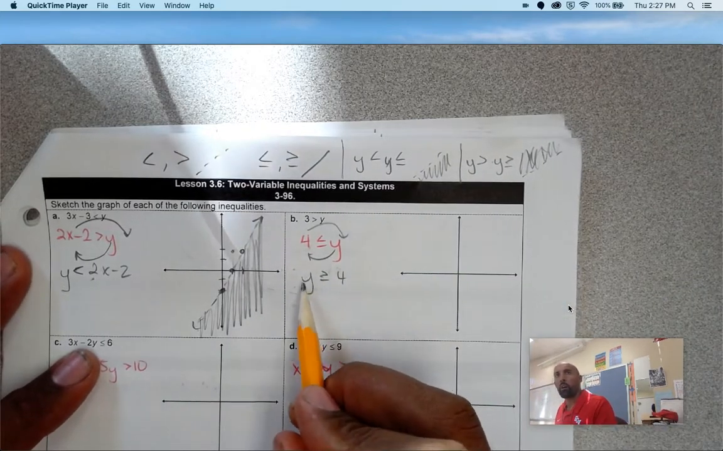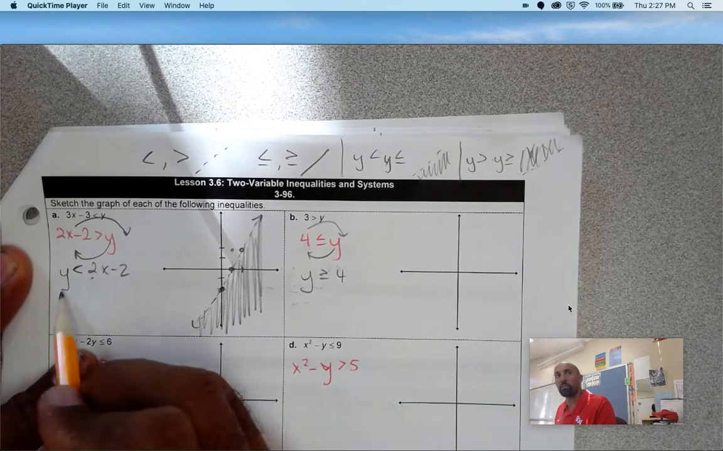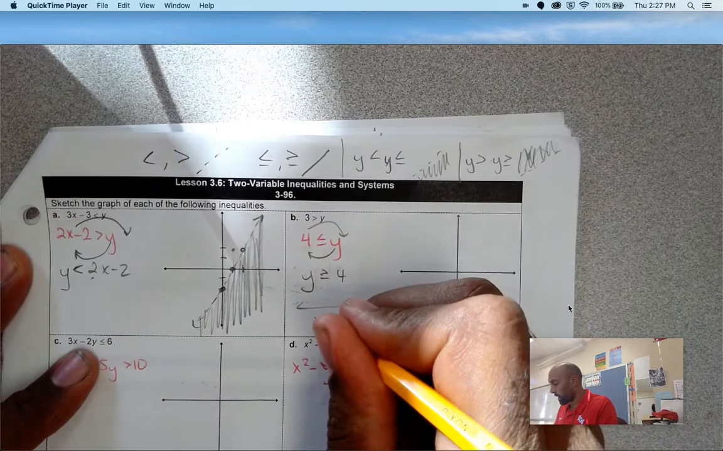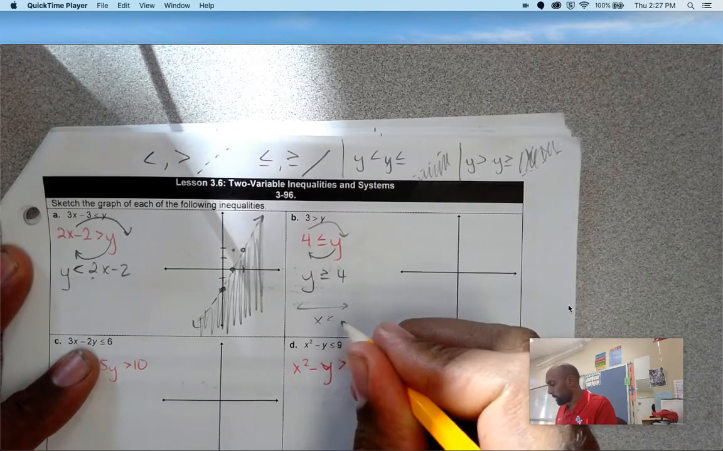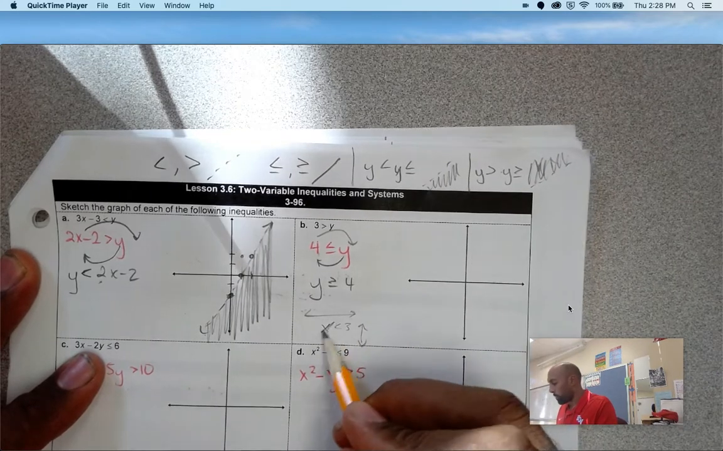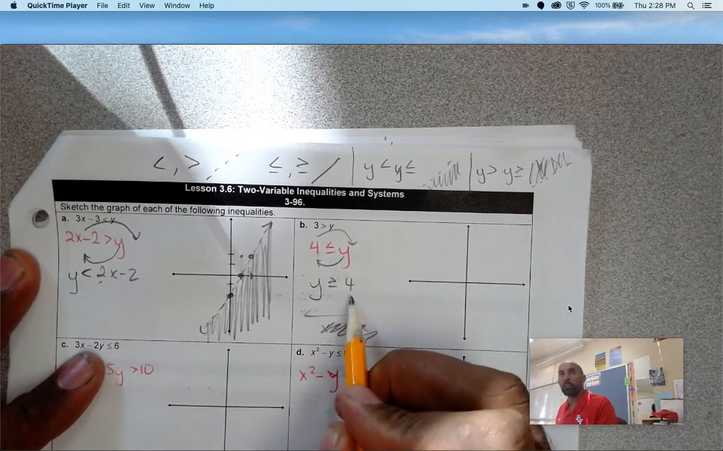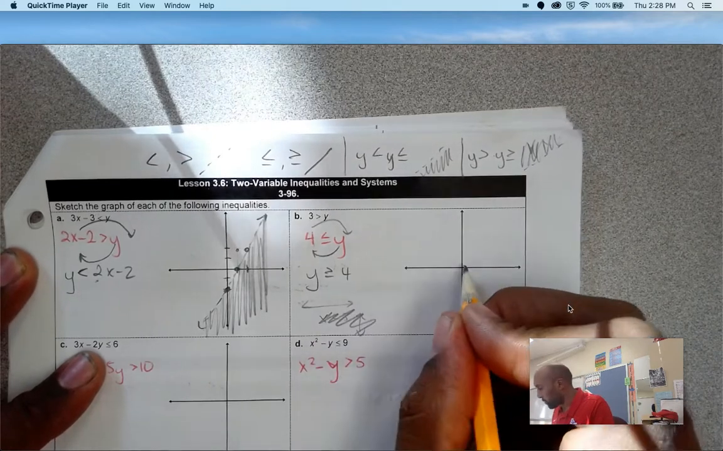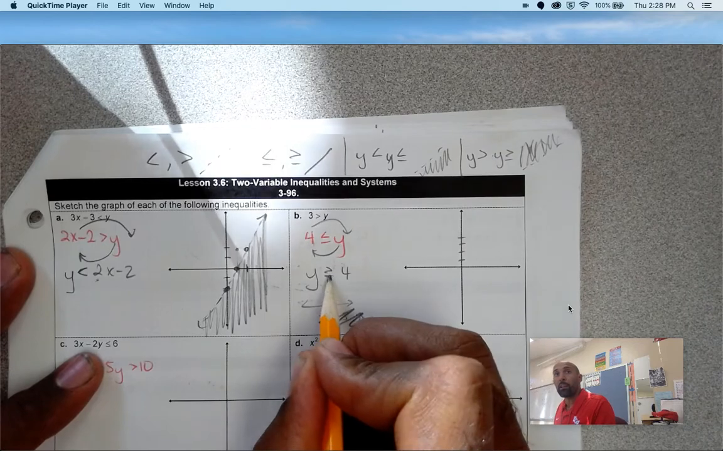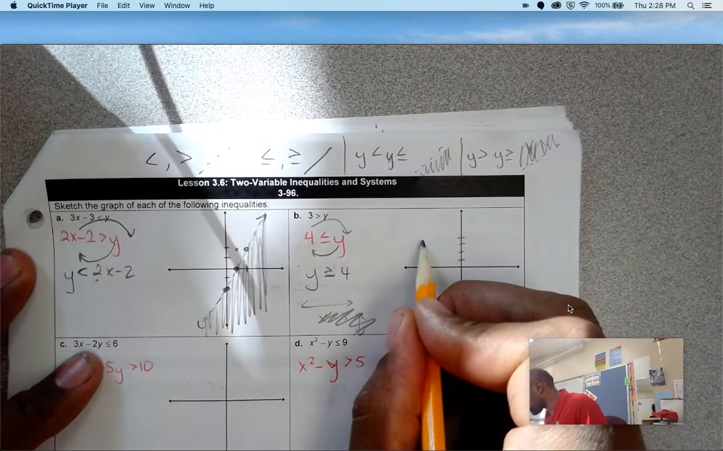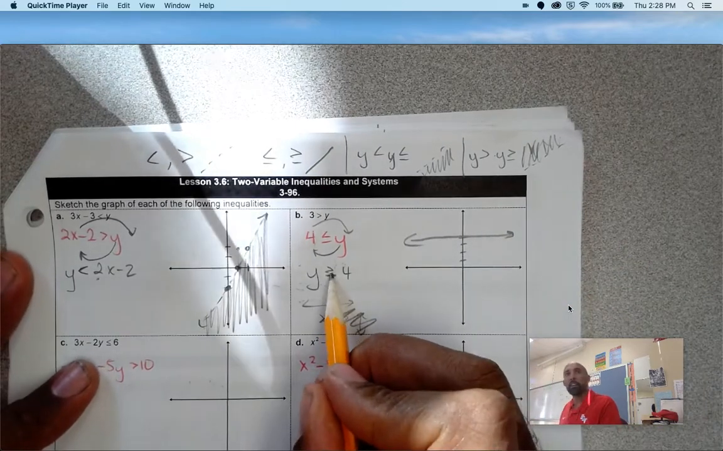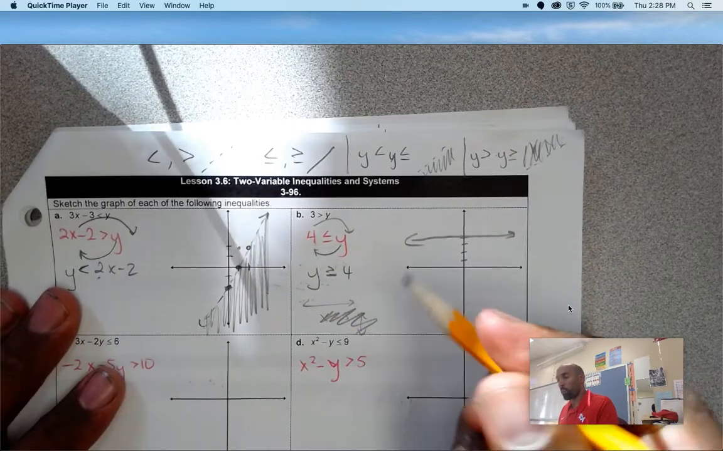Now when all I have is a number by itself, with no x, that means it's a horizontal line. If it were something like x and a number, that would be a vertical line. But right here we're just doing y, so this is a horizontal line at +4. So 1, 2, 3, 4. Now it has equal to, so I'm going to do a solid line going straight across. Then I look at whether y is greater or less. It's greater, so I'm going to shade above.